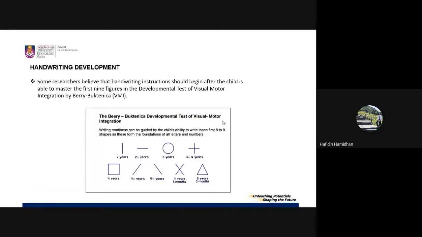Seterusnya. Jika kita melihat dekat sini, ini adalah assessment dari Beery Developmental Test of Visual Motor Integration. Some researchers mengatakan despite dia punya age range, apabila kanak-kanak tersebut telah master di 9 shapes ataupun figures ni, kita boleh katakan kanak-kanak tersebut sudah ready ataupun sudah bersedia untuk participate dalam handwriting activity.